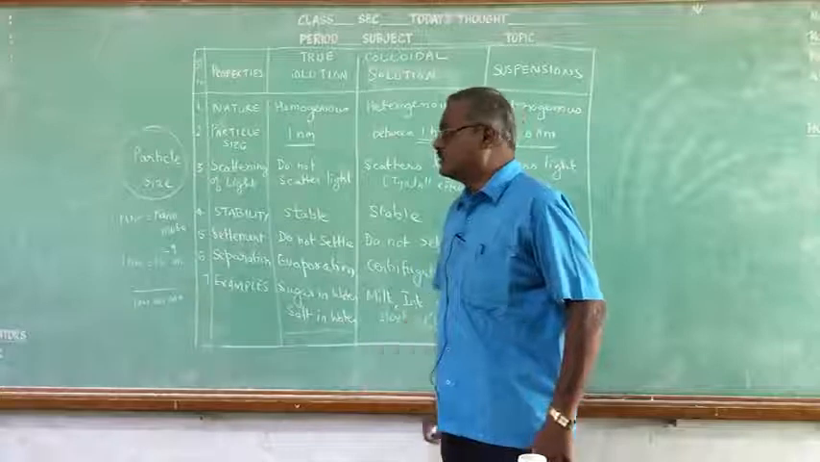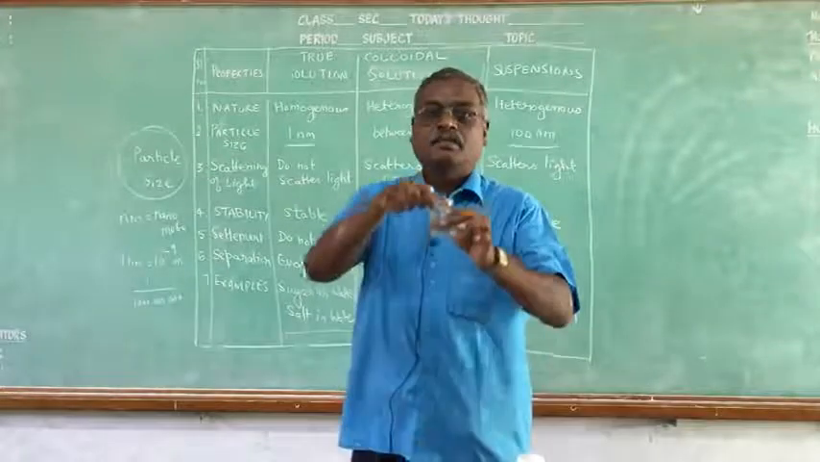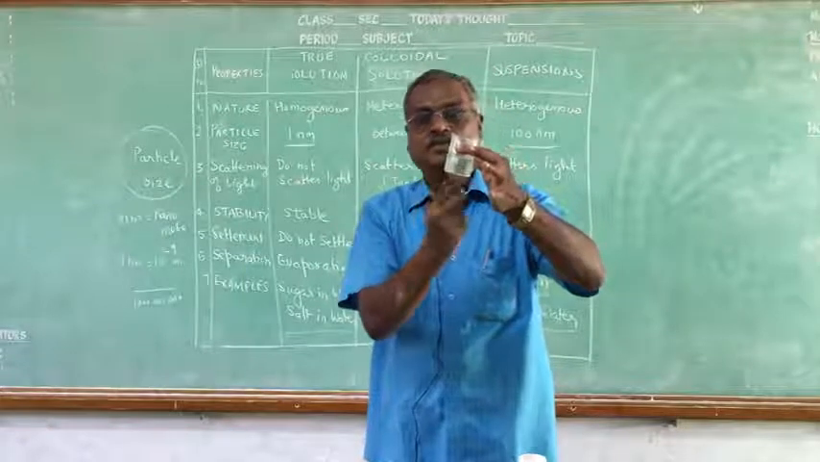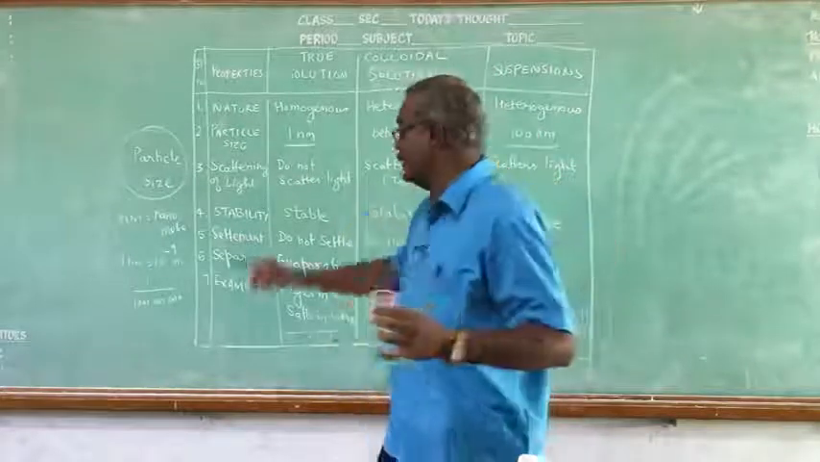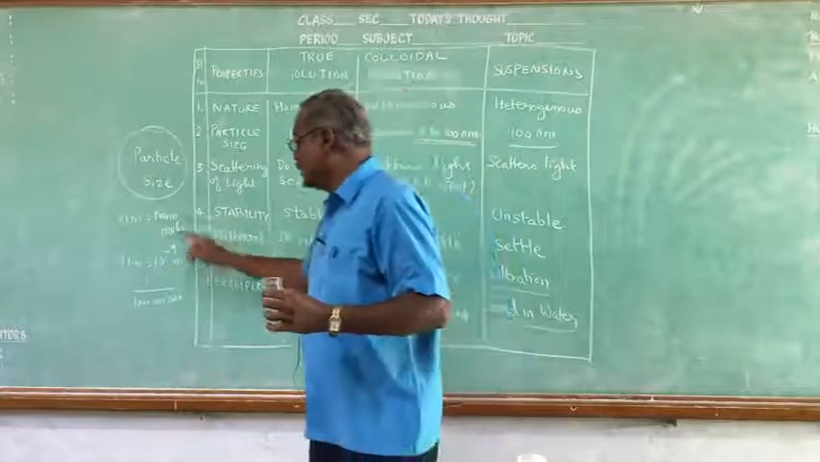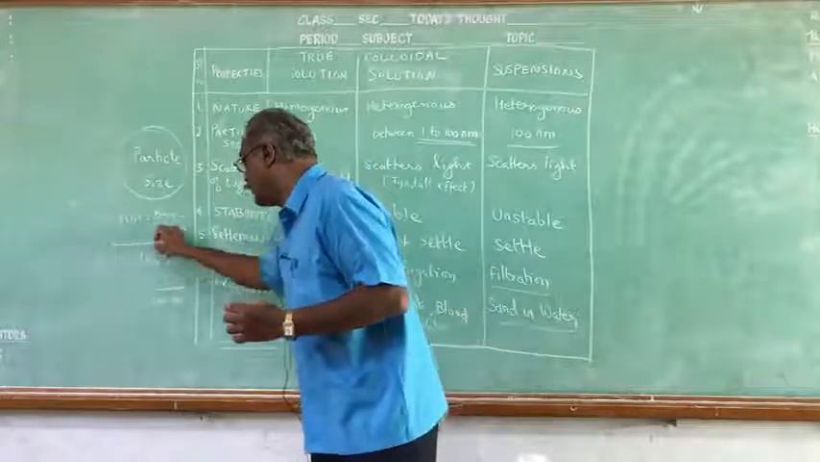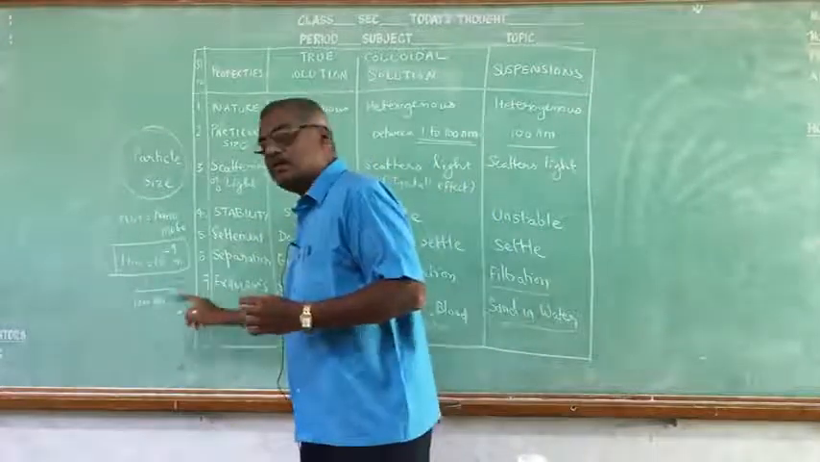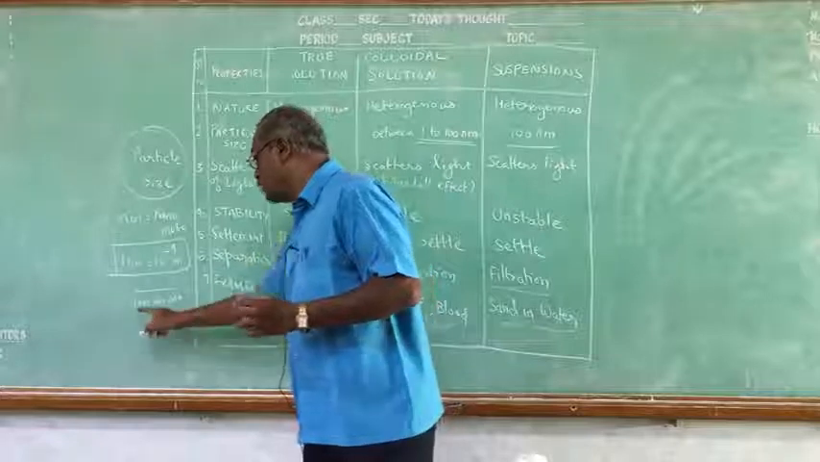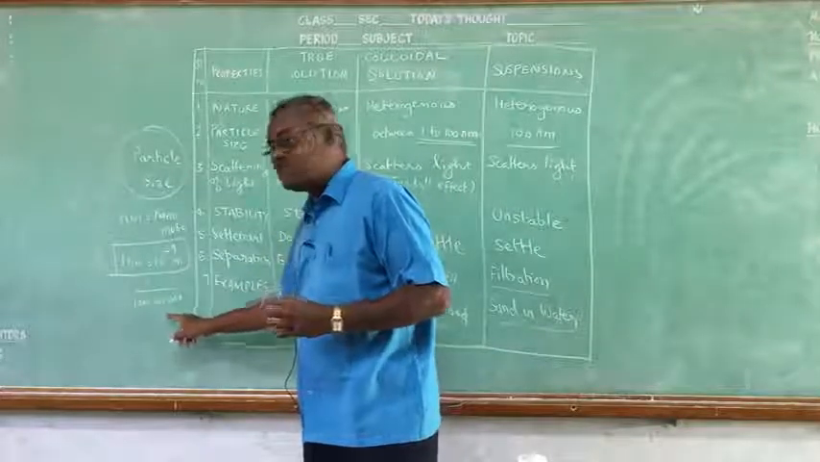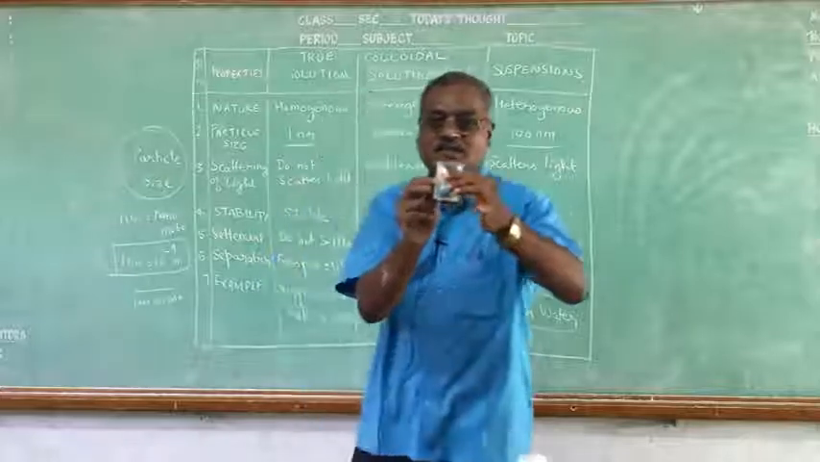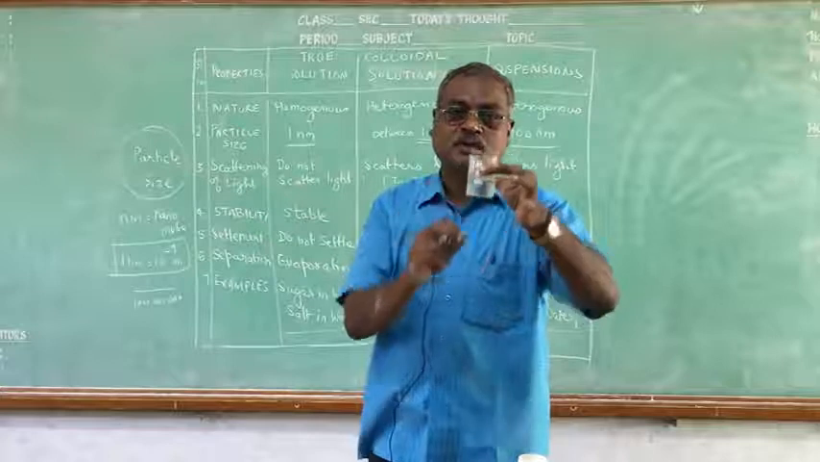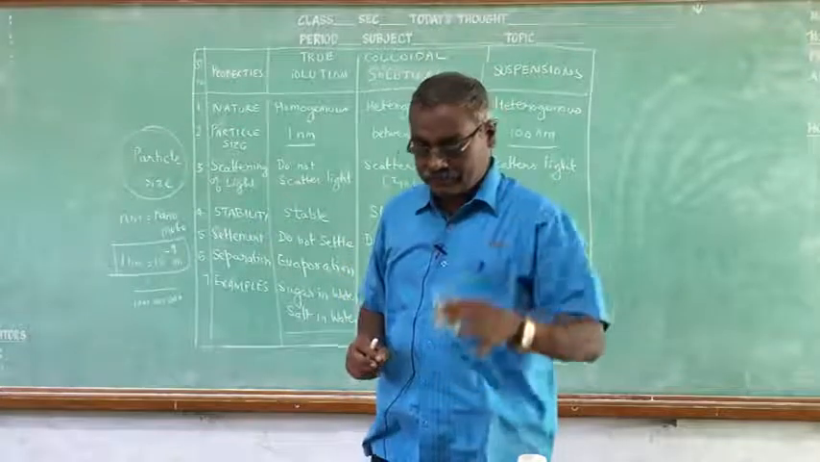Then particle size. The sodium chloride is soluble, and the particle size of the sodium chloride is 1 nanometer. nm means nanometer. Nanometer means 10 to the power of minus 9 meter. What is 10 to the power of minus 9? 1 divided by 1 followed by 9 zeros. The particle size is very small. The particle which dissolves is known as the solute. The solute particle size is 10 to the power of minus 9 meter.